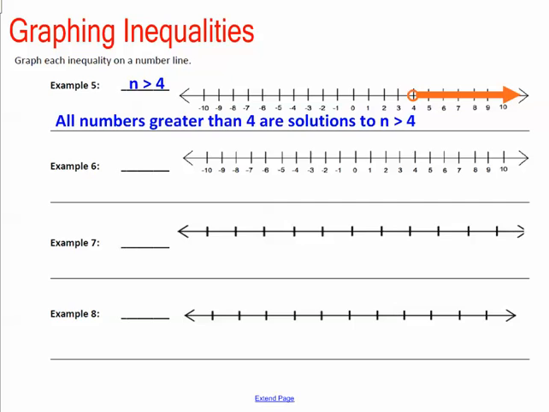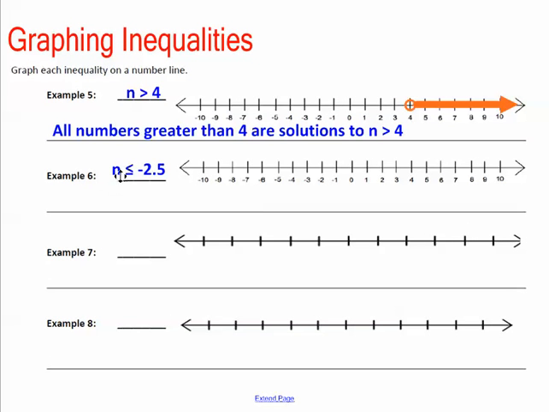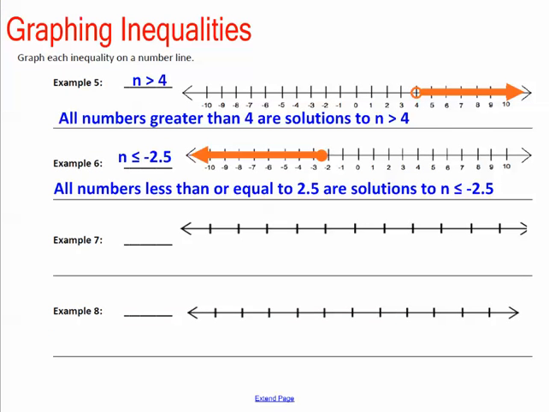Okay, let's look at the next one. n is less than or equal to negative 2.5. Go ahead and write that. So I'm going to go to negative 2.5. That would be between negative 2 and negative 3. I'm going to put a little notch there. Okay. Now, because it says less than or equal to, it's going to be a closed dot, and it's anything less than. Okay. So what does that mean? It means all numbers less than or equal to negative 2.5 are solutions. Okay. Make sure you have those written down, even this part here.